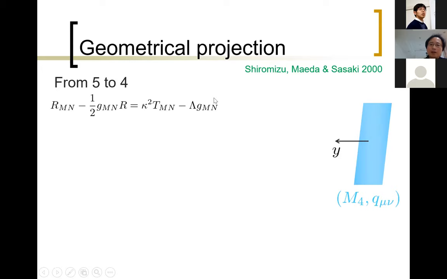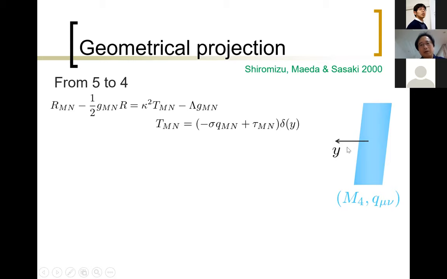This treatment is quite general. I don't suppose M4 is Minkowski space-time. It is quite general, and q_μν is the metric on the brane. This direction corresponds to the direction of the extra dimension. Since we are interested in the braneworld model, I assume T_MN has this form. This is a delta function. I suppose the brane is located at the origin of the coordinate y.